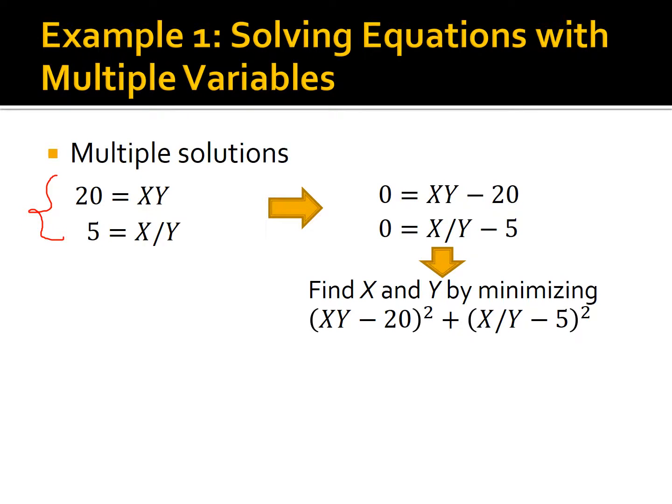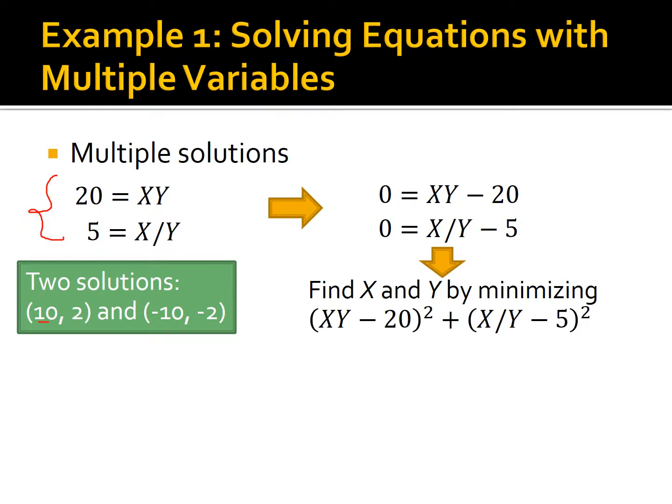However, these equations have two solutions, such that x could be 10 and y could be 2. 10 times 2 is 20, 10 over 2 is 5, and again we can use negative 10 and negative 2. Negative 10 times negative 2 is 20, and negative 10 over negative 2 is 5. So we have two sets of solutions.